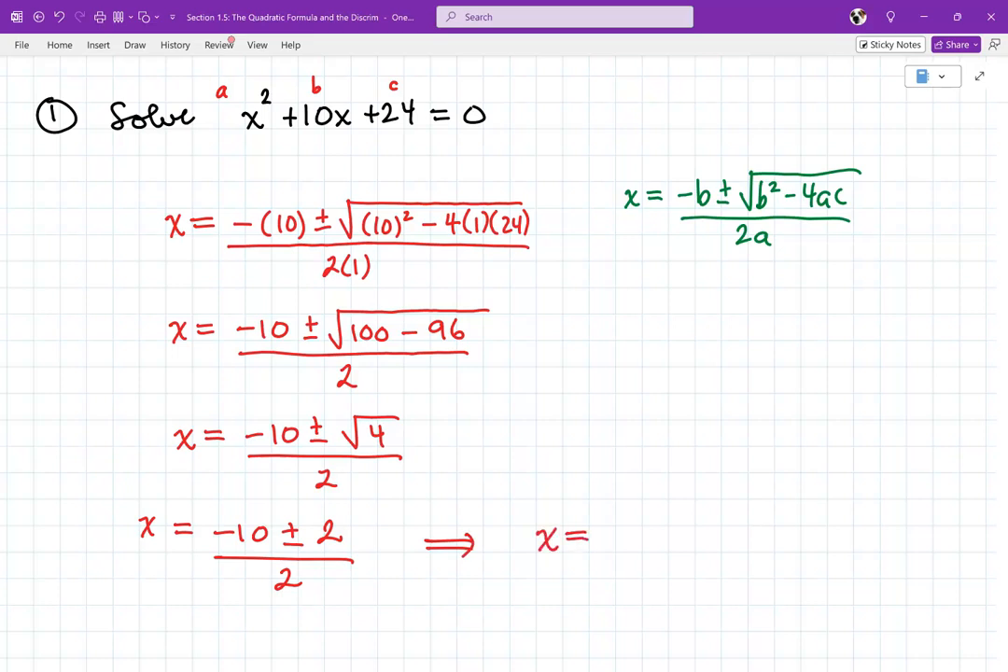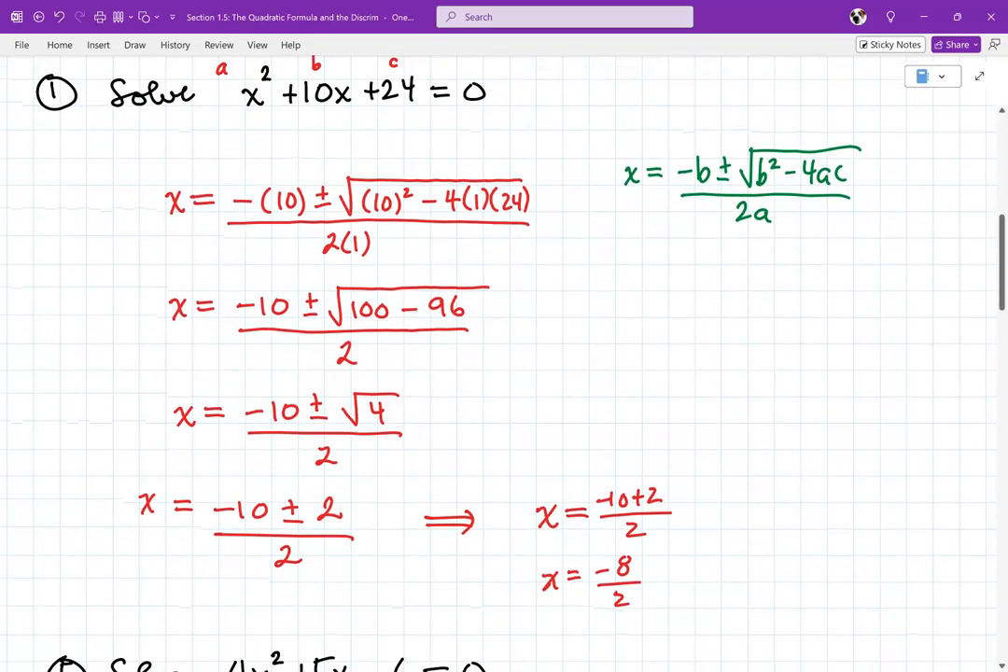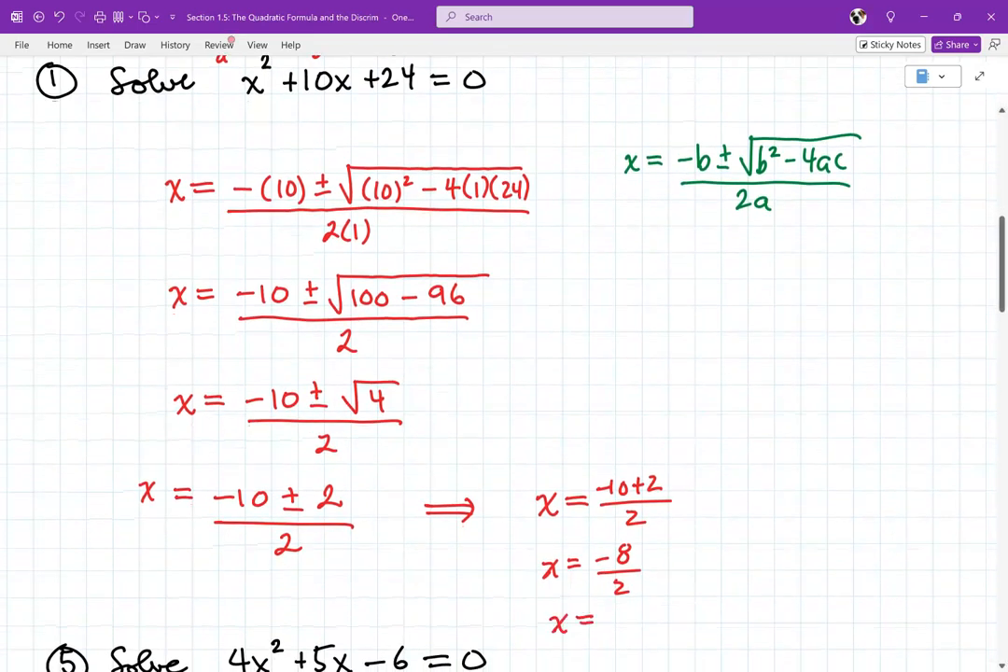X is equal to, what's negative 10 plus 2? Well, if I add negative 10 plus 2 over 2, I get negative 8 over 2. So my answer is negative 4. That's one answer, negative 4.